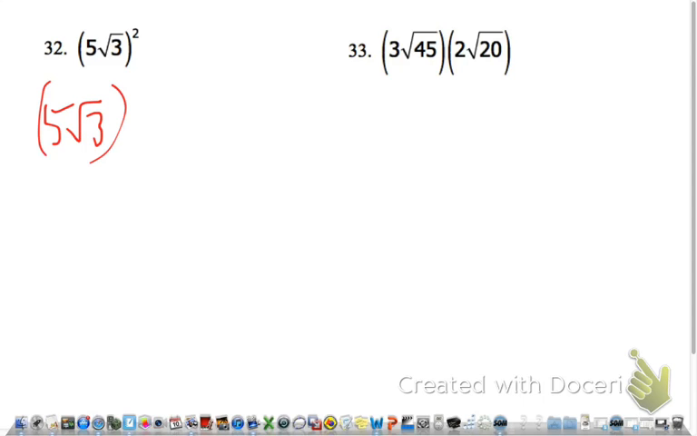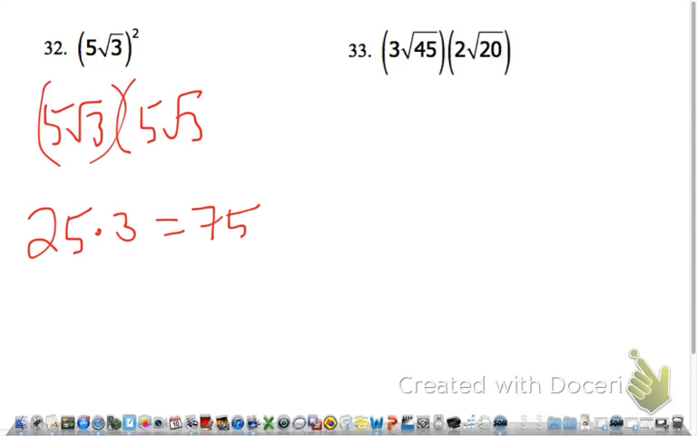5 root 3 times 5 root 3. Multiply the 5s gives me 25. Multiply the root 3 times root 3 gives me just a plain old 3. 25 times 3 is 75. Here, multiply the outside times the outside gives me a 6.